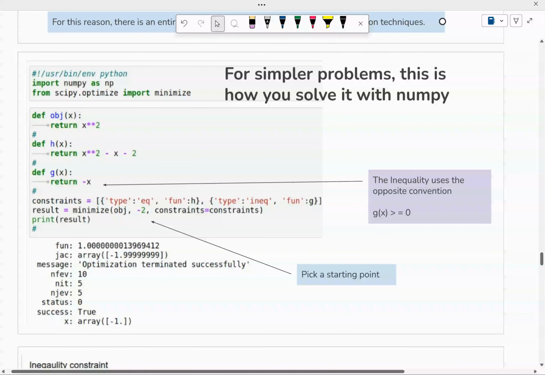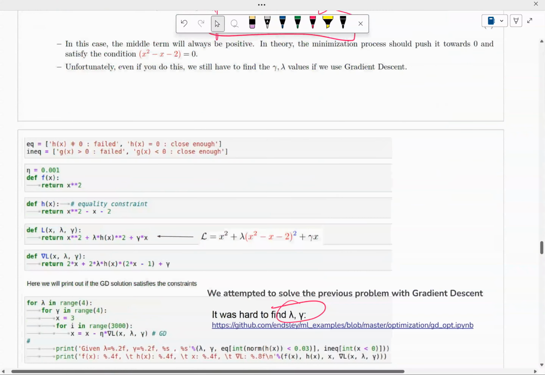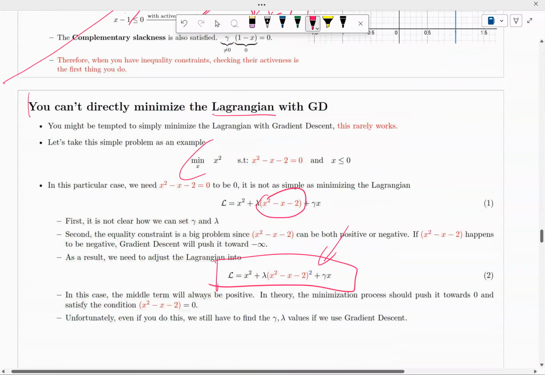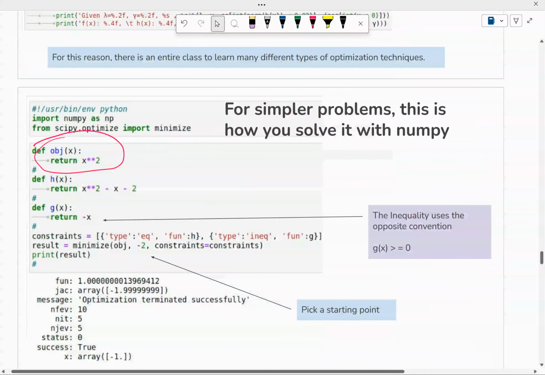Now NumPy provides a way for simpler problems to allow you to solve it. So here, what was the problem? This was the objective, x squared. Remember, that was the problem we were trying to solve, x squared. We have an equality and we have an inequality constraint. So you see, x squared, here's the equality constraint, here's the inequality constraint.